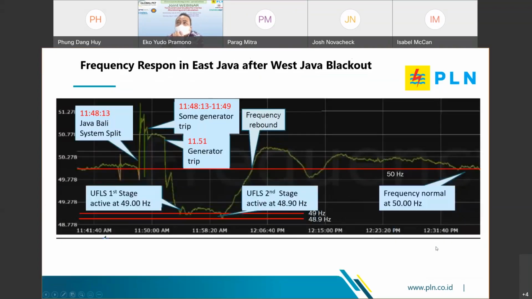Okay, this is the frequency in the east. You can see this is the frequency in the east. Frequency going up until 51.4 hertz. But some generators in the east also tripped, so the frequency went down and rebounded again and went to the normal frequency. Next.